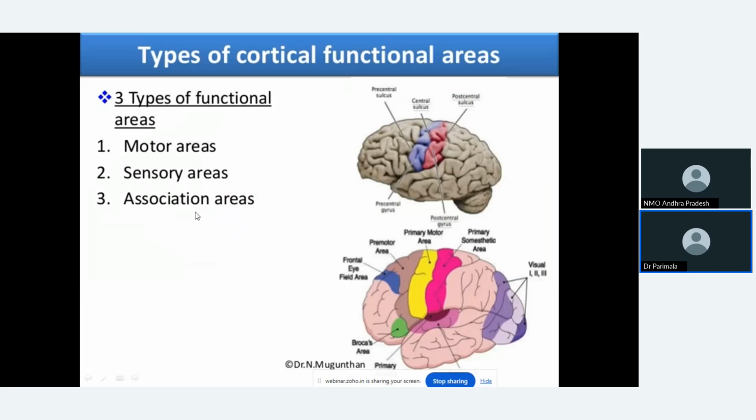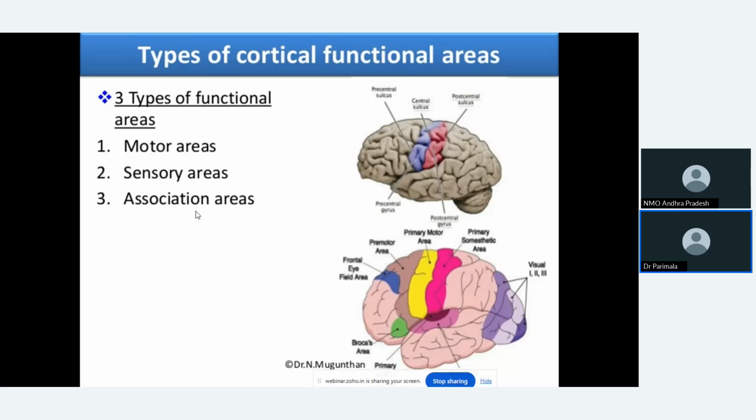Once we understand the sulci and gyri and their disposition on the superolateral surface of the cerebral cortex, we can move to the functional areas. The cortical areas have three types of function. Some areas do motor function and many areas do sensory function. Receiving areas are called sensory areas. Projecting areas are called motor areas. And association areas try to establish the connection between different areas. For your understanding, it is better to remember motor areas and sensory areas.